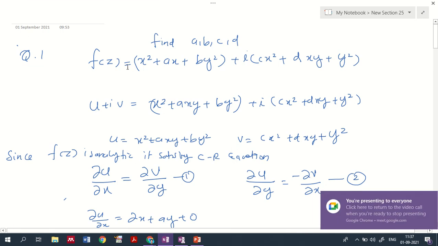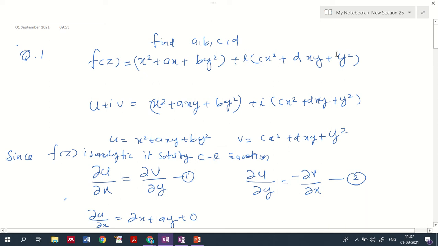So the given function is f(z) = x² + axy + by² + i(cx² + dxy + y²). It is said that this function is analytic, and you have to find the values of a, b, c, d. Now what is f(z)?